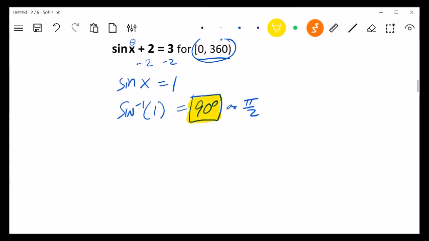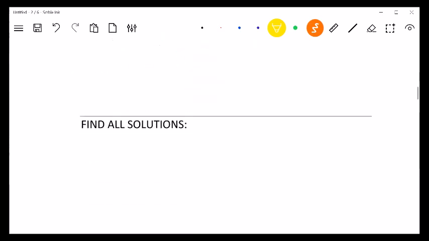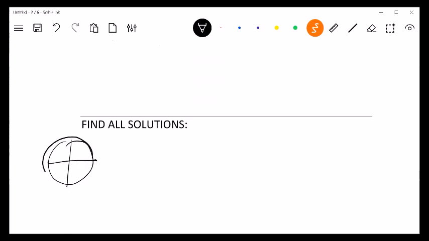Now, let's take a look at something that's a little bit more complicated. Oh, wait a minute. Actually, let's talk about it with all solutions. Because in this case, we were only going around the unit circle once. But we could have come to 90 degrees and come around again, and again, and again, or gone backwards numerous times. So we have to show that.